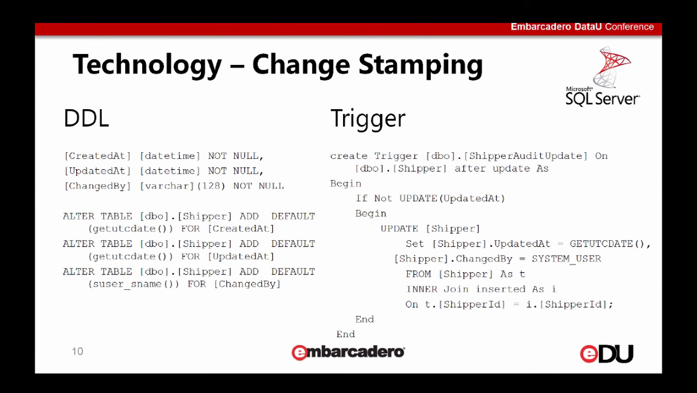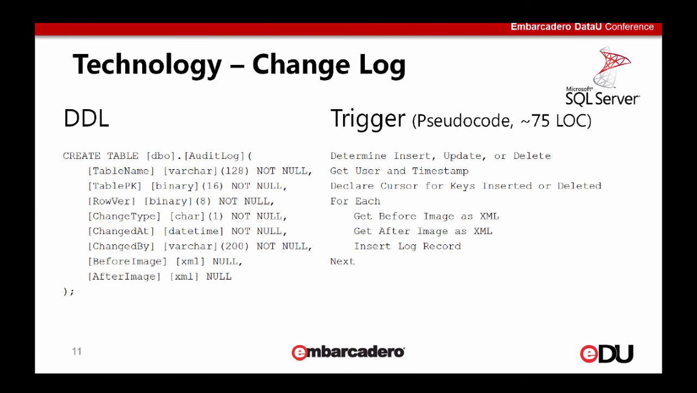So that's the change stamping. Let's take a look at the change log. So here's sort of the third pattern that we're looking at. We want to create an audit log table, and in this case we've designed a table that is universal in nature. That is, this particular table can accommodate changes from any of the source tables in the database, any of those master tables that we're going to track this way.